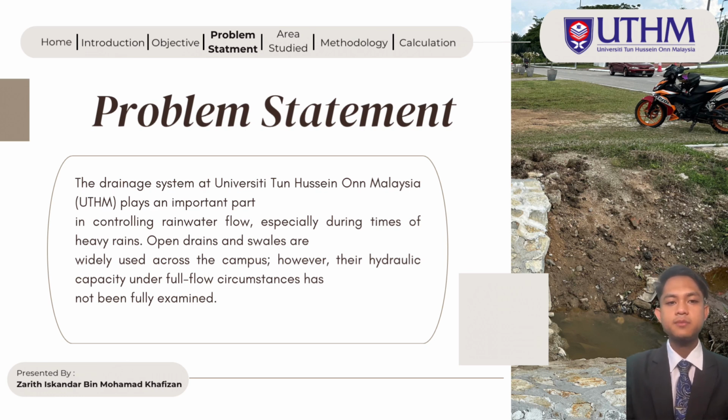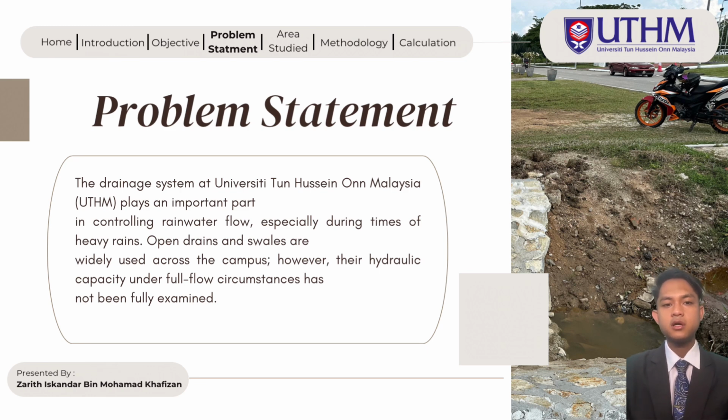The drainage system at University Tun Hussein Onn Malaysia plays an important part in controlling rainwater flow, especially during times of heavy rain. Open drains and swales are widely used across the campus. However, their hydraulic capacity under full flow circumstances has not been fully examined. A lack of information regarding the real capacity of these drains can lead to system problems, including overflow, limited flow, and possible damage to infrastructure.